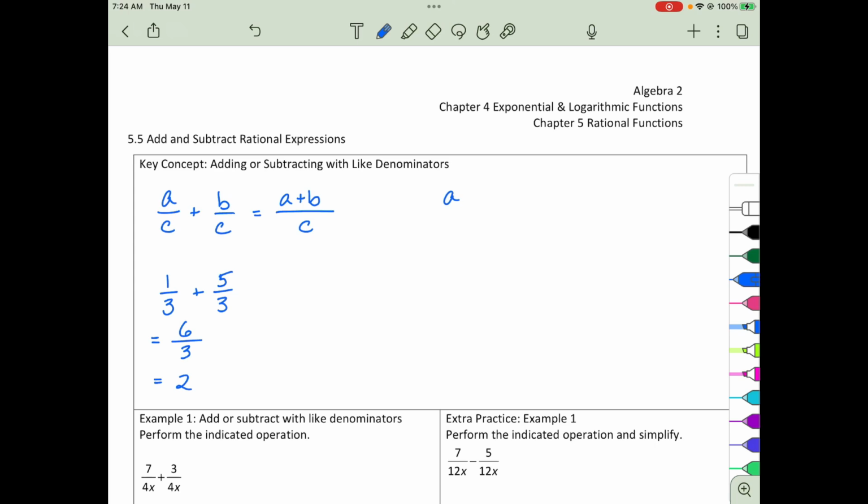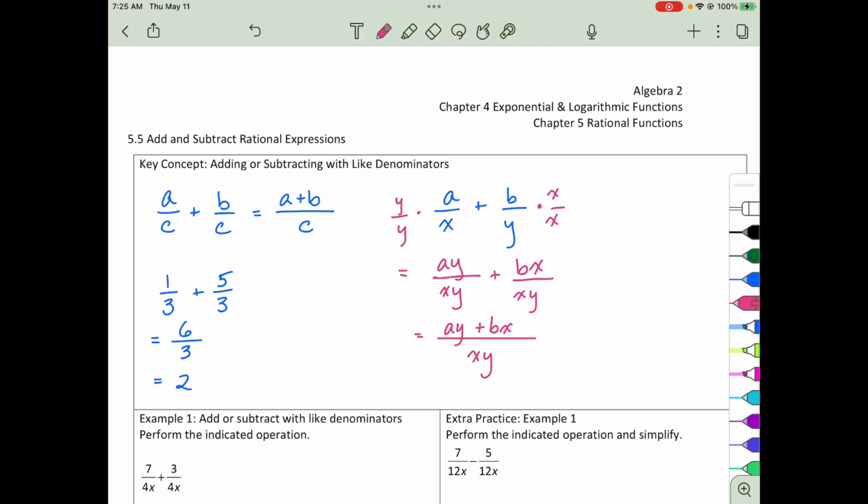If I do not have the same denominator, so let's say I have a over x plus b over y, then I need to find the least common multiple of the denominators. So I'm going to multiply. So y needs an x, in order for it to have the same denominator, and x needs a y, so I'm going to multiply that one by y over y. So then I have a times y over x times y plus b times x over xy. And now that the denominators are the same, I can do ay plus bx over xy. So let's look at a few examples.